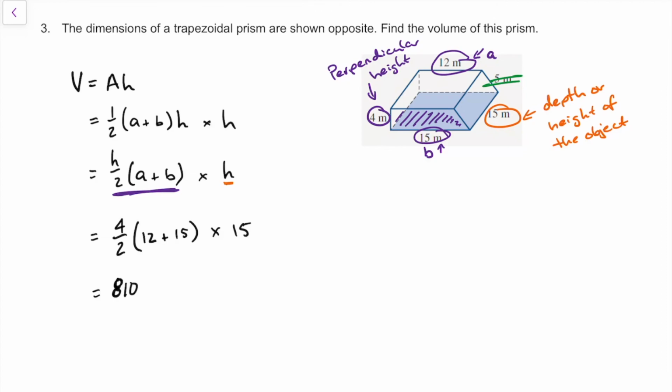So the only thing missing now from this particular problem is the cubic units. So in here we have meters. So our measurements are in meters. So we want meters cubed for this one.